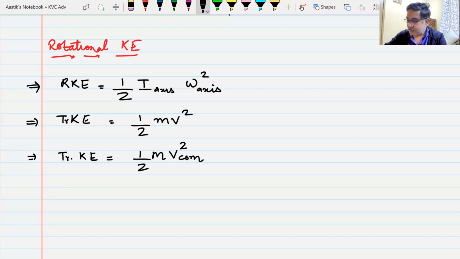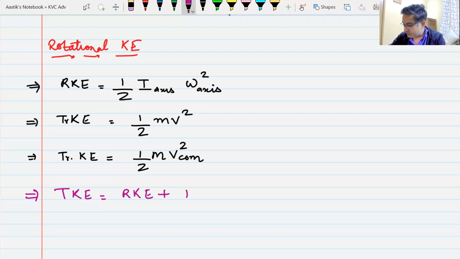Now someone asks you what is the total kinetic energy of the body. It will be the sum of rotational kinetic energy plus translational kinetic energy. Do we understand this? Yes or no? Okay. This might not be the time where we'll be using this, but let us keep it here only.